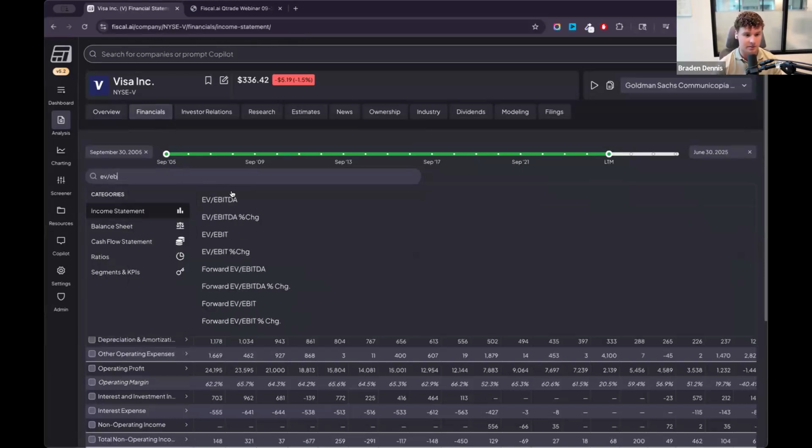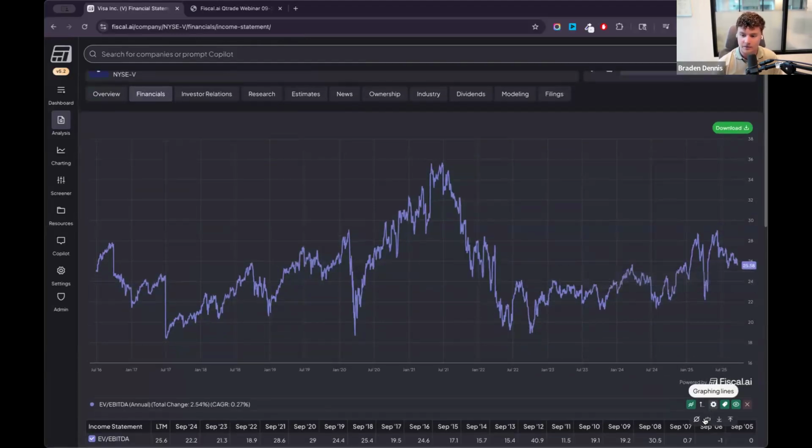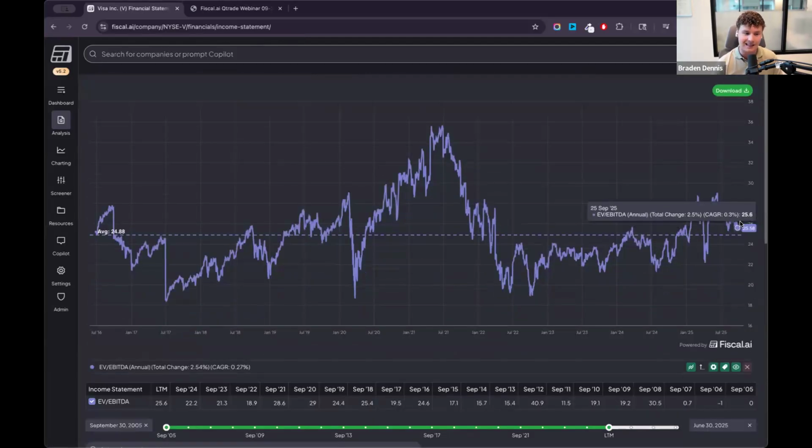Okay, let's use EV to EBITDA. This is over time the valuation of the company. Let's put in the average. So it's trading in line with its historical 10-year metric. It says 24.88 is the average. Right now it's 25.58. That's pretty much right on the money in terms of in line with its historical average. So the market is pretty evenly excited about the future as it has over the last 10 years. So it's not elevated nor depressed. I believe that to be a reasonable price to pay today.